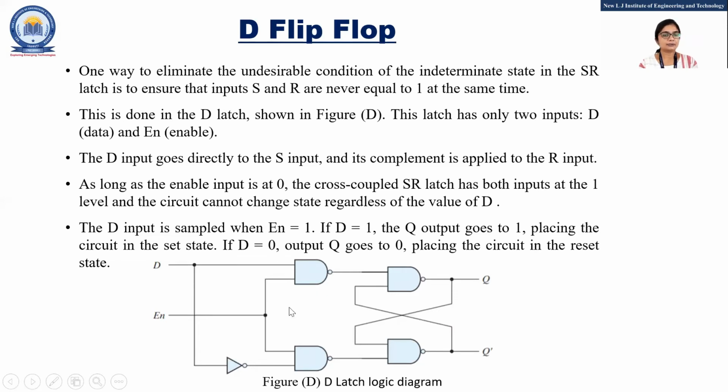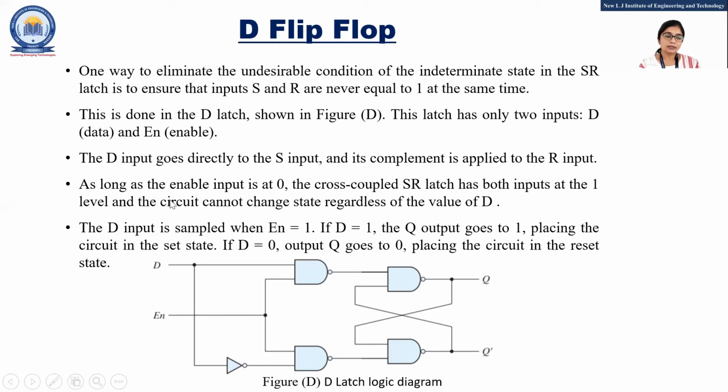Again I will tell you that in the SR flip-flop there is an indeterminate state when S and R are both equal to 1. That state cannot be used practically. To overcome this, we are using the different flip-flops JK, T and D. So in the D flip-flop we can overcome the problem which we faced in the SR flip-flop. Fine.